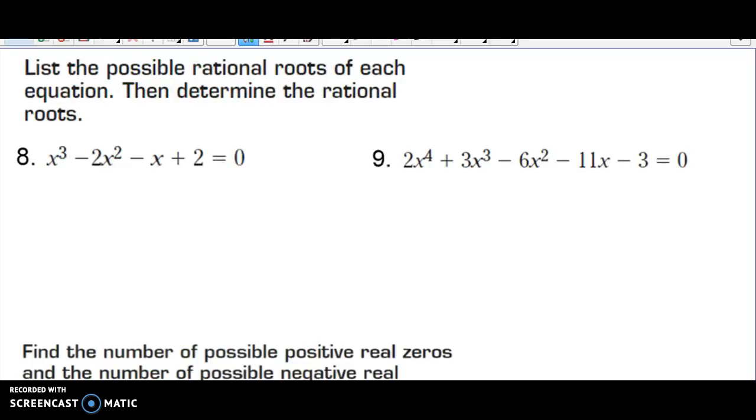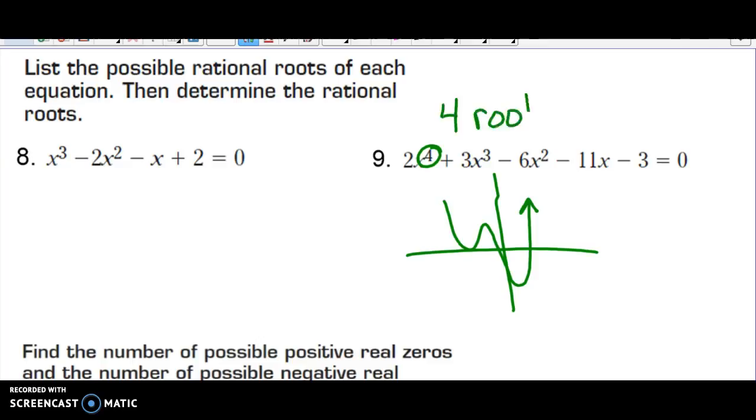Okay, number 9. Number 9 is not very nice, but I just want to tell you that right now. It kind of goes like this, I think, and then it comes down, and then it comes back. And, no, you have a 4th degree, so you know you're going to have 4 roots. Well, it only crosses the x-axis 3 times.